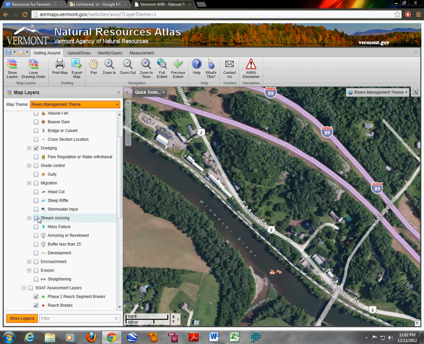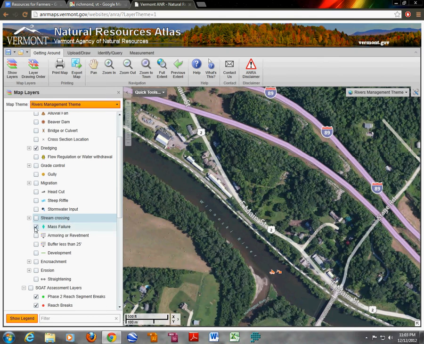And here, stream crossings, it shows fords and animal crossings, but that's not very important to you. You don't need to see all of these layers, but you can explore them, and they're kind of cool.